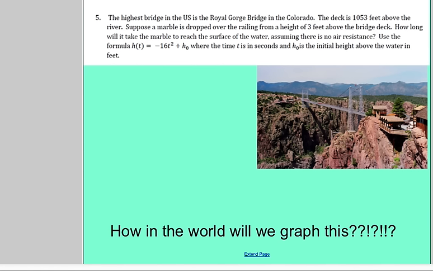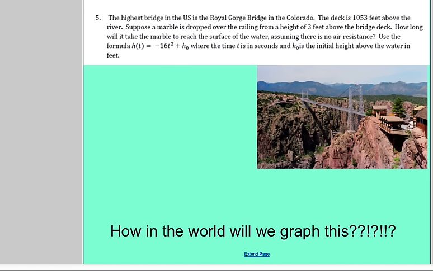So, example 5. The highest bridge in the U.S. is the Royal Gorge Bridge in Colorado. The deck is 1,053 feet above the river. Suppose a marble is dropped over the railing from a height of 3 feet above the bridge deck. How long will it take for the marble to reach the surface of the water, assuming there is no air resistance? Use the following formula, where time t is in seconds and h sub o is the initial height above the water in feet.